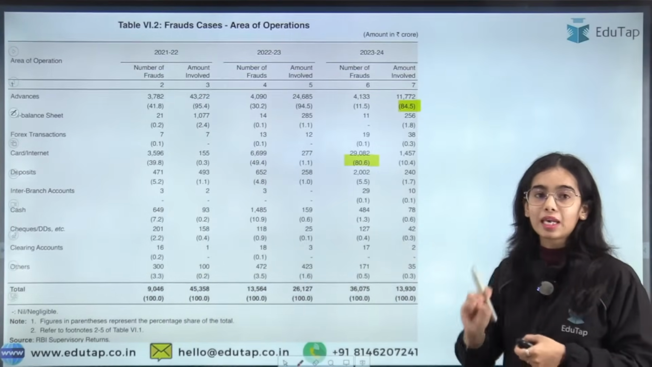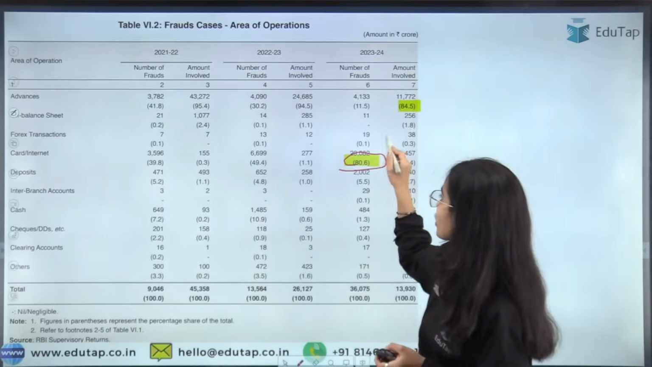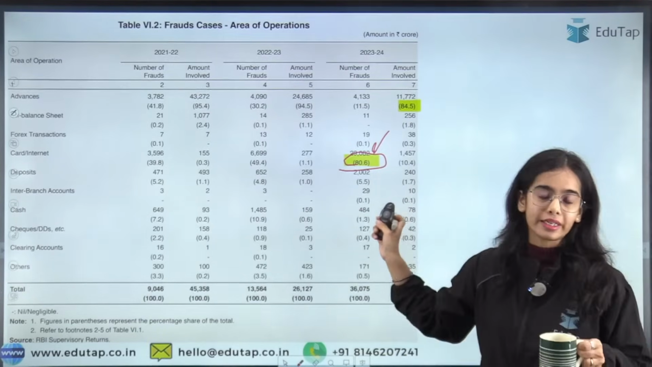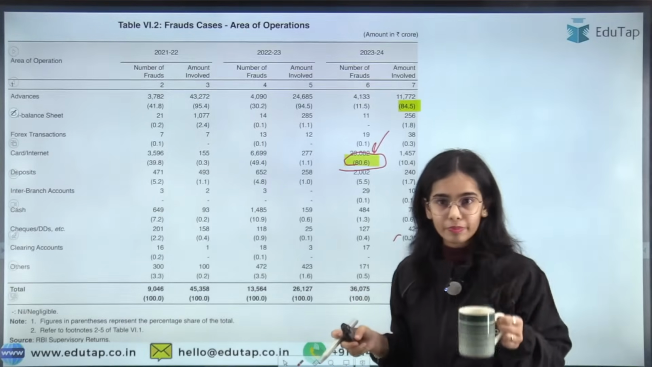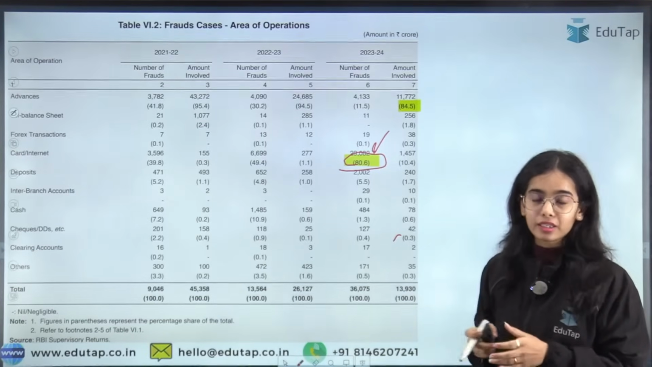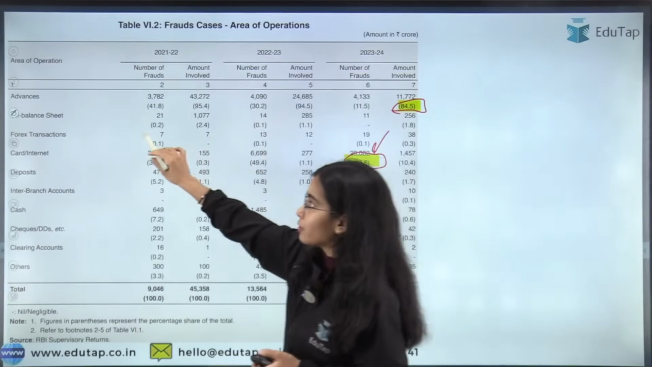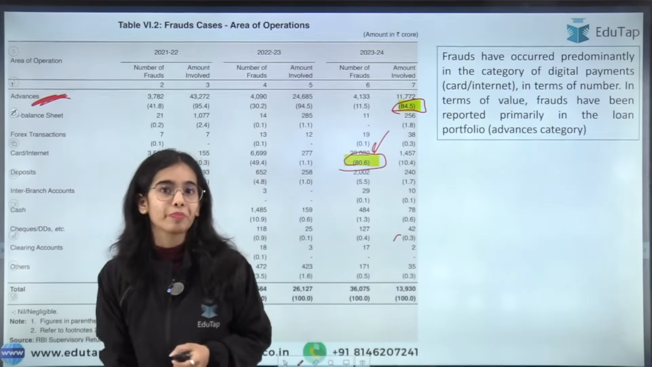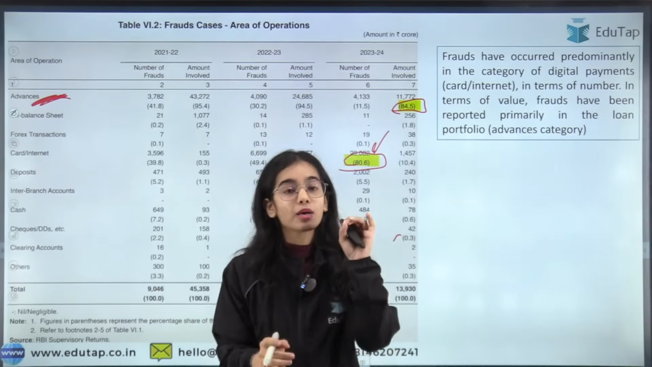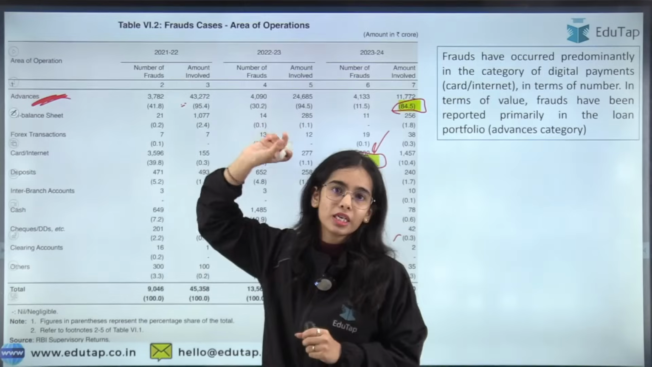Now the fraud cases came mostly from card and internet. So the number of frauds is mainly from card and internet. But the amount of frauds is highest from the advances that are given. Okay, so frauds have occurred predominantly in the category of digital payments such as card or internet in terms of number, but in terms of volume, the frauds are happening in the category of advances.